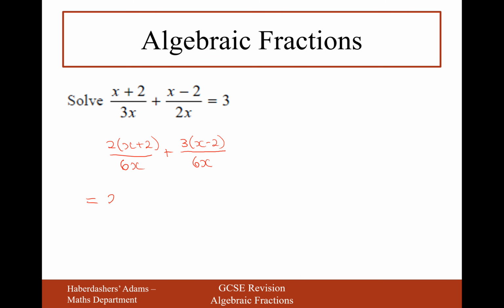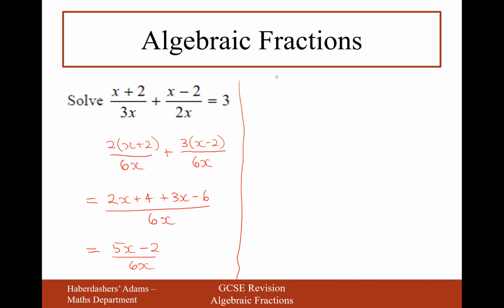Now I'll expand the brackets, 2x plus 4 plus 3x minus 6 all over 6x. And now we'll simplify this, that would be 5x minus 2 over 6x. Okay, what we're now going to do is set this equation equal to 3, so it would be 5x minus 2 over 6x equals 3.